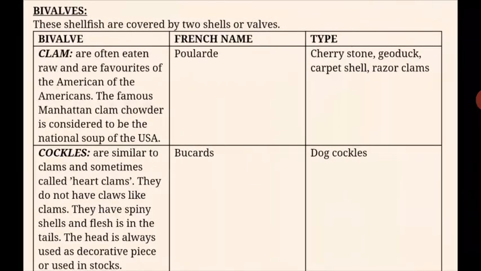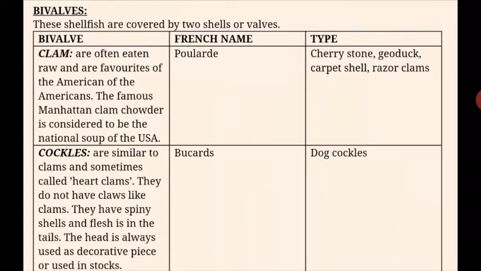The examples of bivalves: these shellfishes are covered by two shells or valves. Examples are clams and cockles. Clams are often eaten raw and are a favorite of the Americans. The famous Manhattan clam chowder is considered to be the national soup of the USA. French name is palourde and the types are cherrystone, geoduck, carpet shell, razor clam.